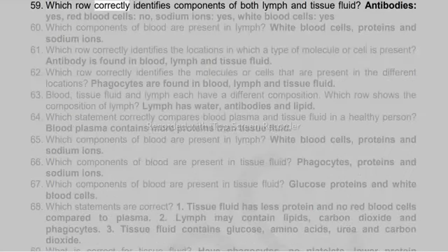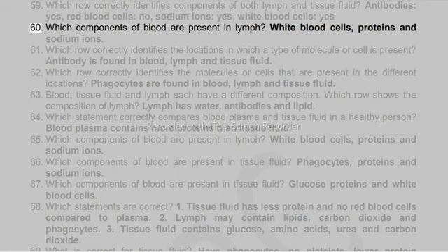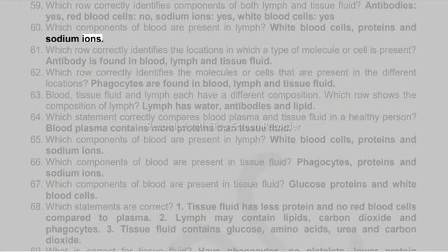59. Which row correctly identifies components of both lymph and tissue fluid? Antibodies, yes. Red blood cells, no. Sodium ions, yes. White blood cells, yes. 60. Which components of blood are present in lymph? White blood cells, proteins and sodium ions.